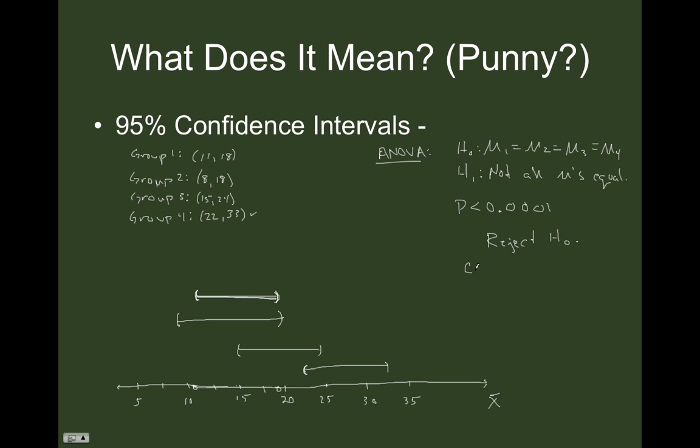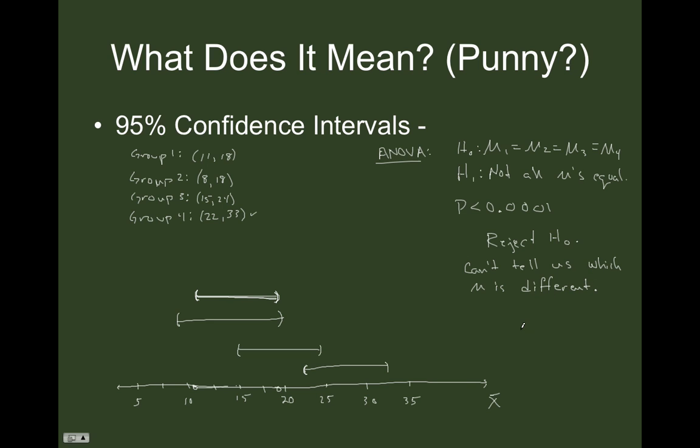But ANOVA by itself can't tell us which mean is different from the others. I should really preface this and say there are advanced techniques in ANOVA where you can actually tell which of the means is different, but they're very sophisticated and beyond the scope of this class. To keep things simple, all I'm going to say in this class is that ANOVA on its face as a method cannot distinguish between those means or tell which one's different.